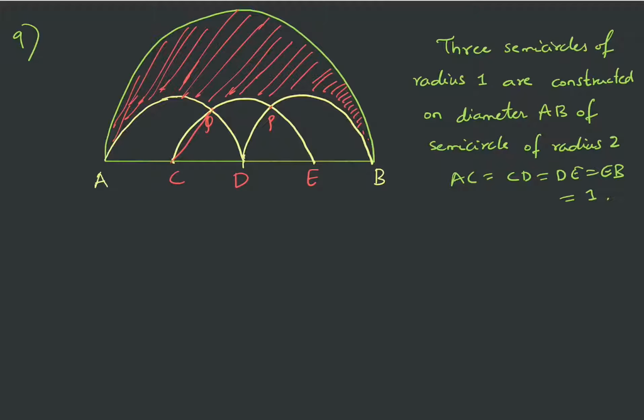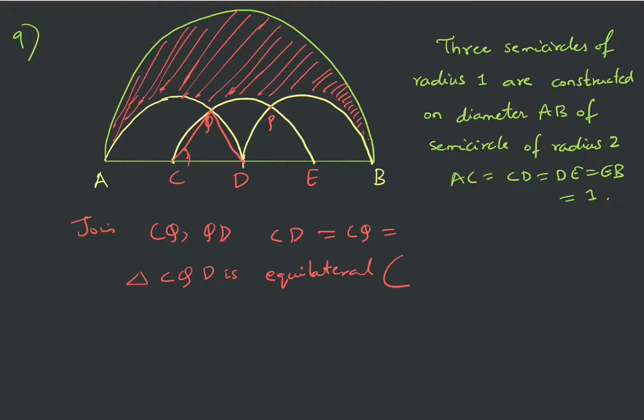So what I am doing is I am joining CQ, okay, and QD. So join CQ and QD. So CD is equal to CQ is equal to 2, right? And this angle would be 60 degrees. Okay, so you can try to prove why this angle is 60 degrees. So this triangle CQD is equilateral, that you prove. Okay, you need to prove it. So CQ is CD is equal to 1, right? This is not 2, this is 1. So this you prove it.